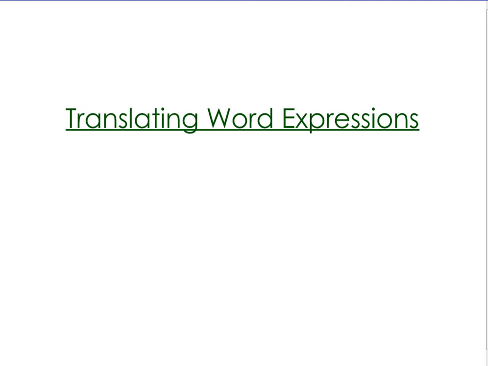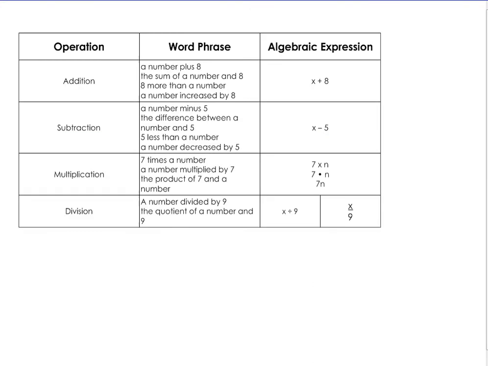Translating word expressions. This is another section of our algebra unit. Take a look at this chart. We have the operation addition. A word phrase can be a number plus 8, the sum of a number and 8, 8 more than a number, or a number increased by 8. All of these are represented by x, representing the number we don't know, plus 8. This is how the algebraic expression would look to represent each one of these word phrases. They all would look like this.